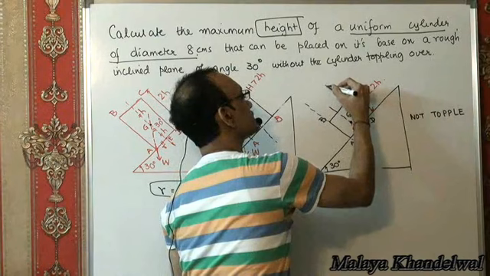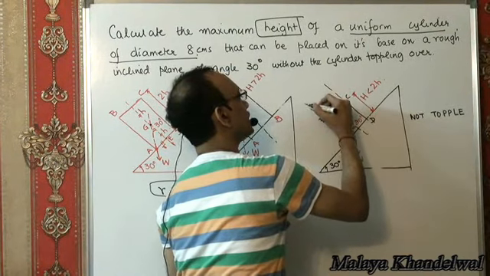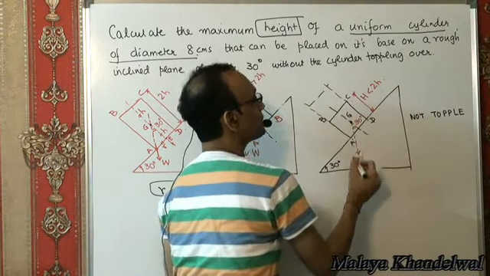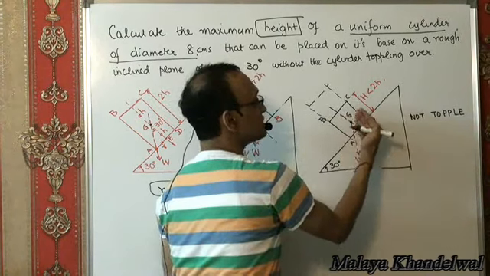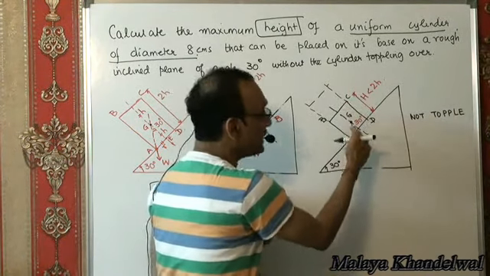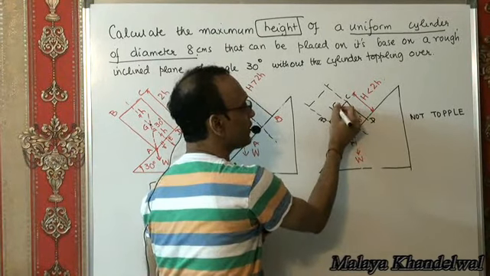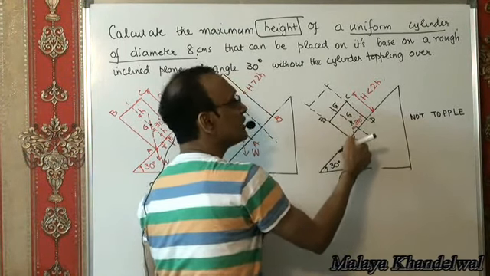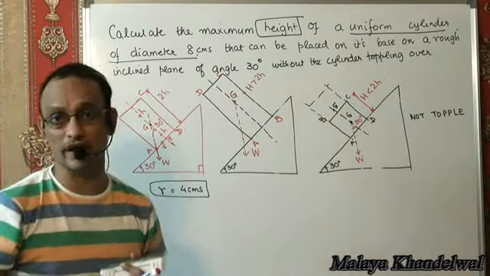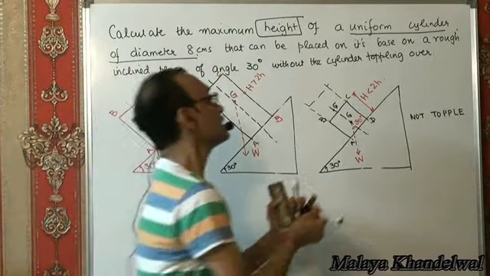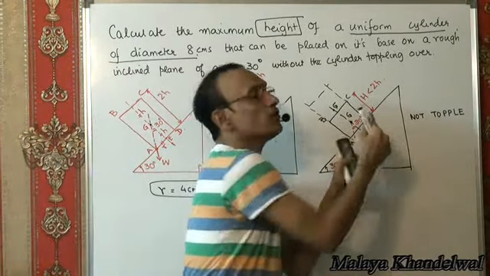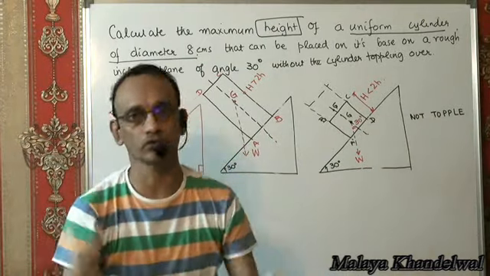Now, as I keep adding to the height, everything else remaining the same, the center of gravity will keep moving up, and its line of action will come closer and closer to A. But as long as the line of action of the weight falls within AD, it's not going to topple.